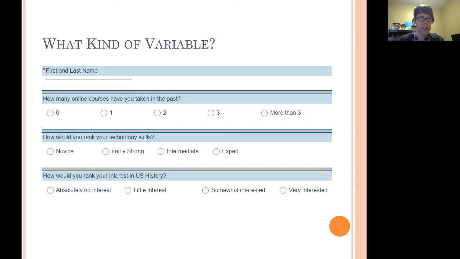The first one I want you to take a look at is: how many online courses have you taken in the past? 0, 1, 2, 3, more than 3. Take a few moments to think about whether you think that's a categorical variable or a numerical variable, and try to figure out what subtype you think it is. If you think this is a categorical variable, is it ordinal or nominal? If you think this is a numerical variable, is it discrete? Is it continuous?